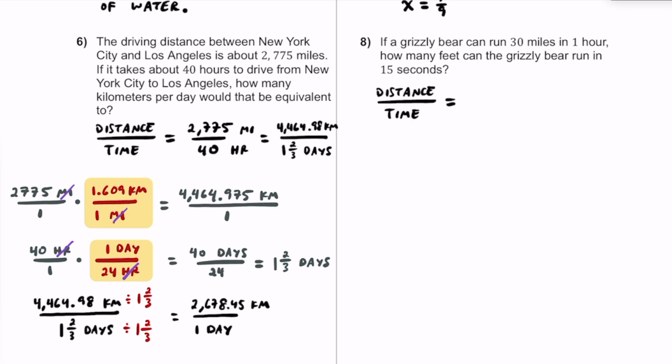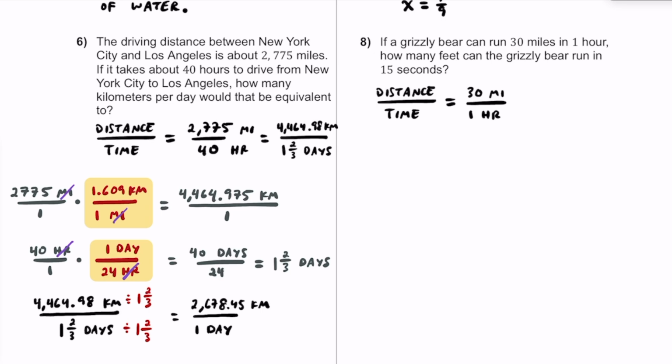All right, so let's set up a rate here of distance and time. So we know that this grizzly bear can go 30 miles, and that's going to be in 1 hour. Now the question is asking though specifically about feet, and it's asking about seconds. So we have a couple different type of units that we're going to have to convert here.